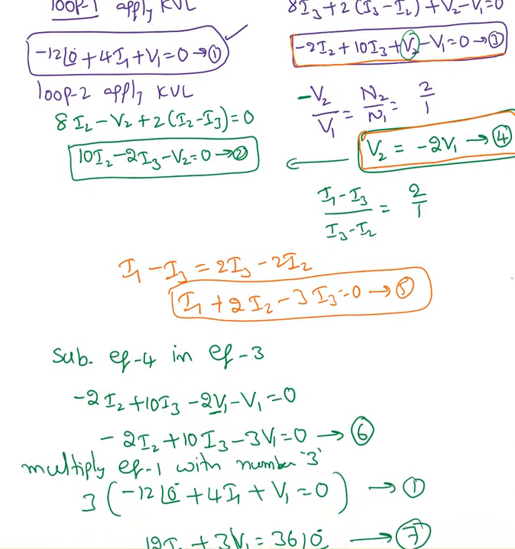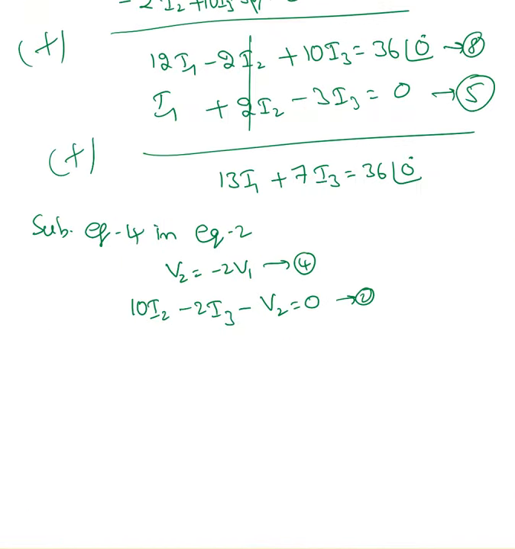So substitute equation 4 in equation 2. So here is my equation 2, 10i2 minus 2i3 minus v2 equals 0, and v2 equal to minus 2v1. That's equation 4. I'm going to substitute v2 equal to minus 2v1. So this will be 10i2 minus 2i3 minus of minus 2v1, plus 2v1 equal to 0. This is my equation 9. Now I'm going to play with equation 9 and equation 1.